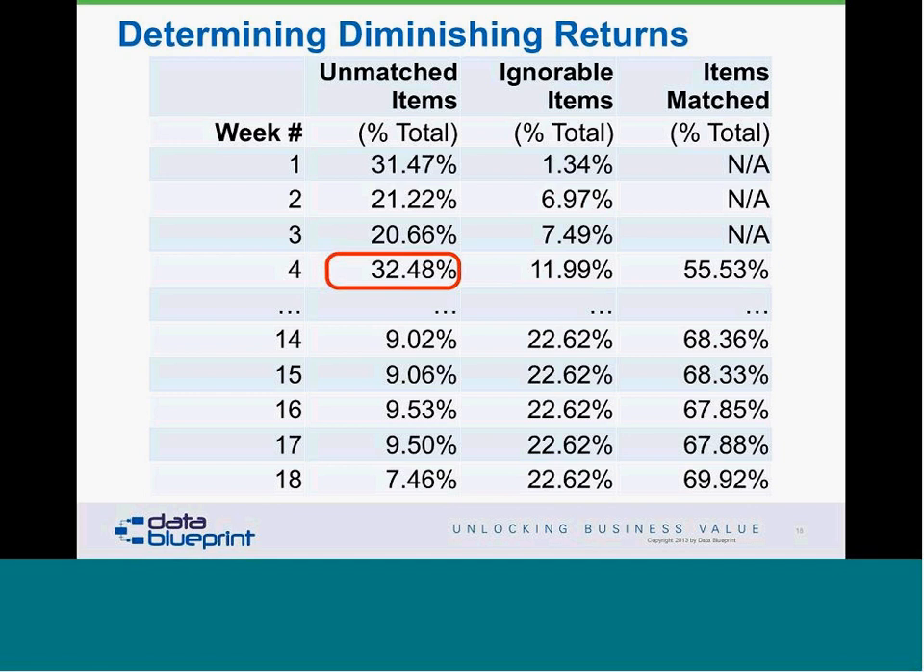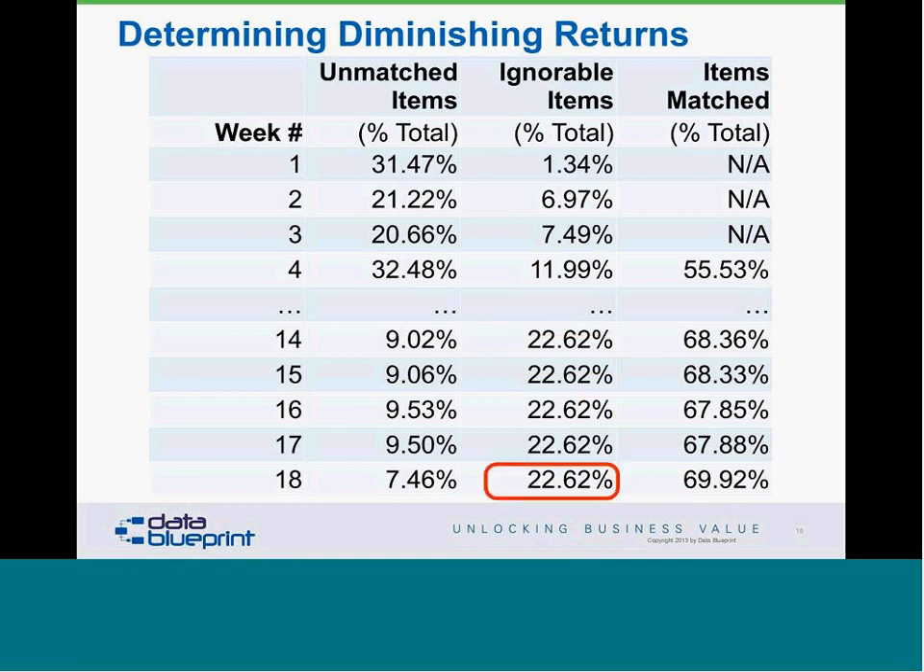Now, the interesting part about this is that we're holding certain costs fixed. That was the weekly amount of software engineering that we put into this, and data engineering I should add as well. So each week is a fixed cost on this particular project. You'll notice that the unmatched items by week 14 had dropped down to 9%. And in fact, by week 18, we'd dropped down to 7.5%. So they were getting lower. The question was, how much lower would they go?